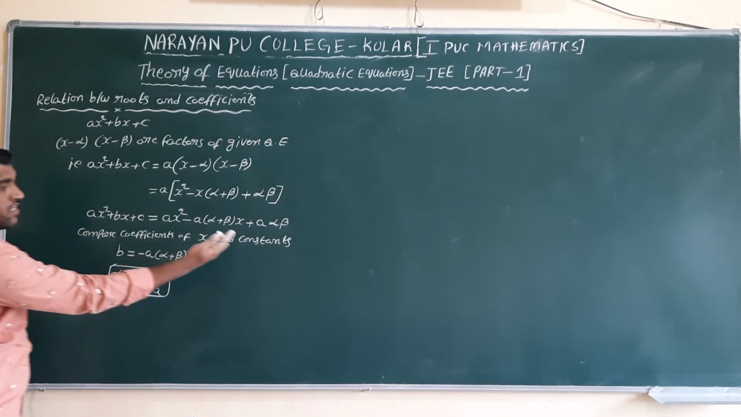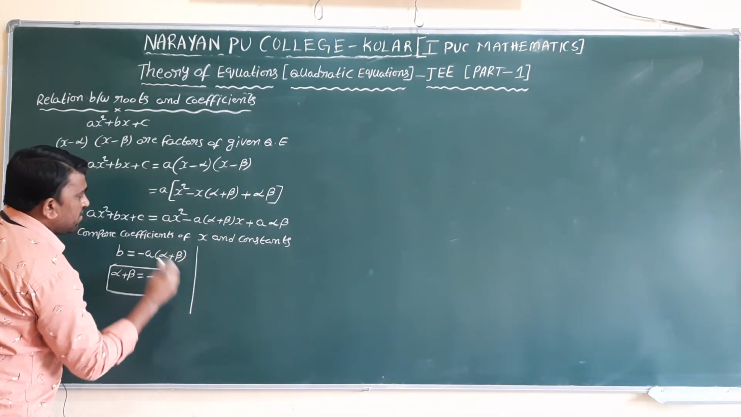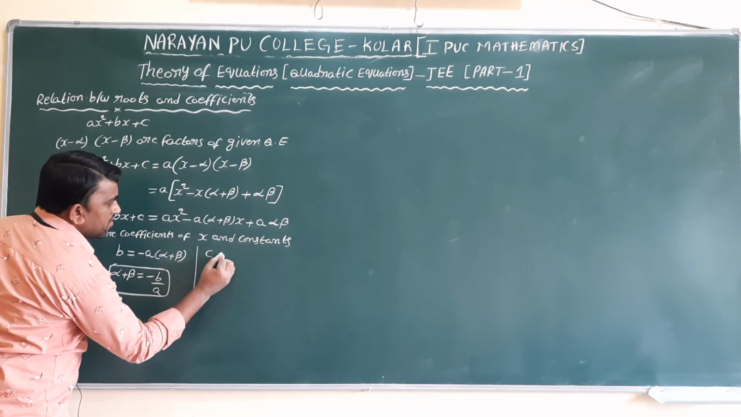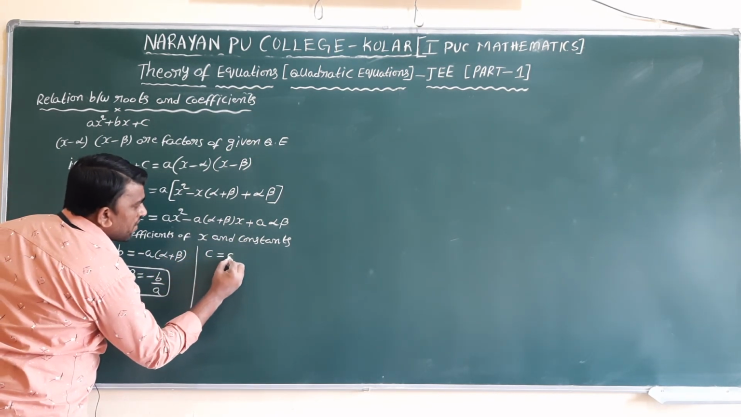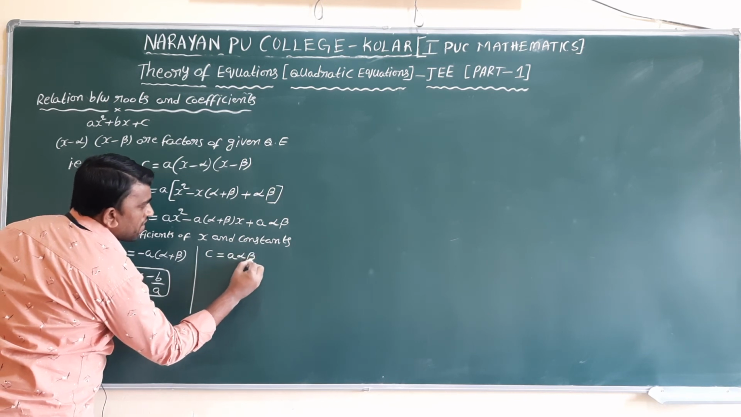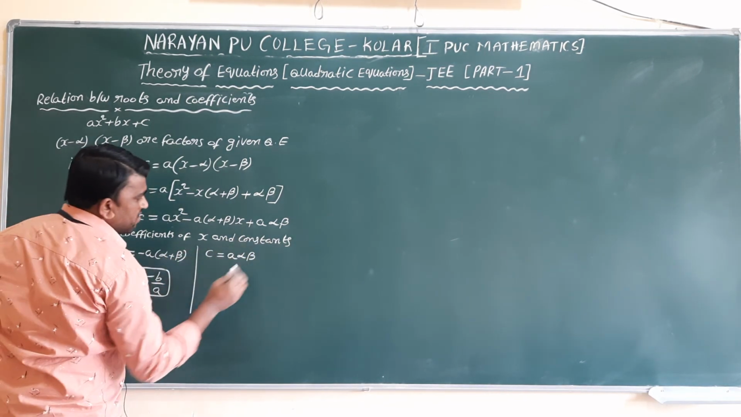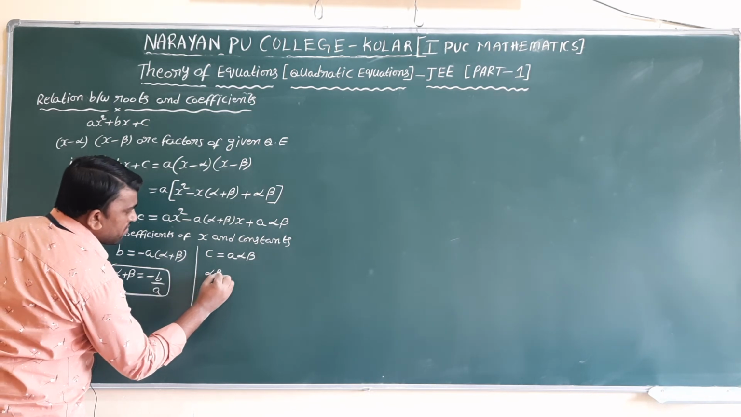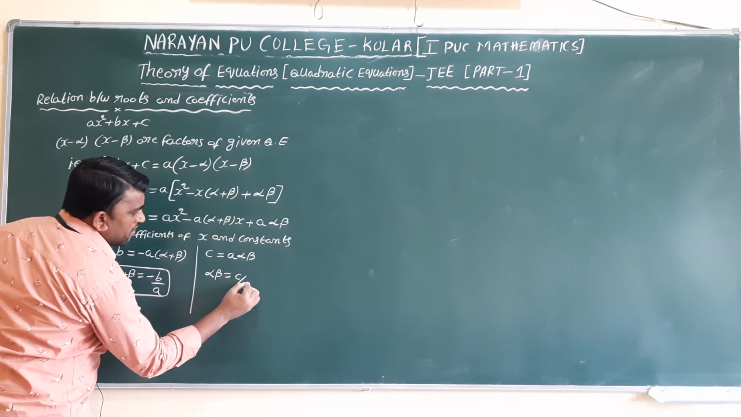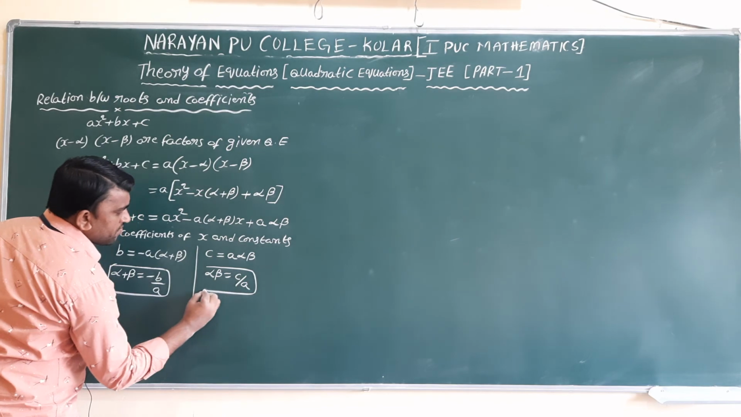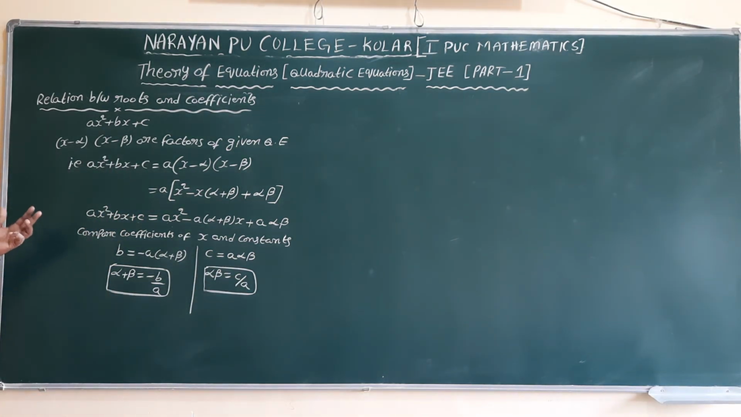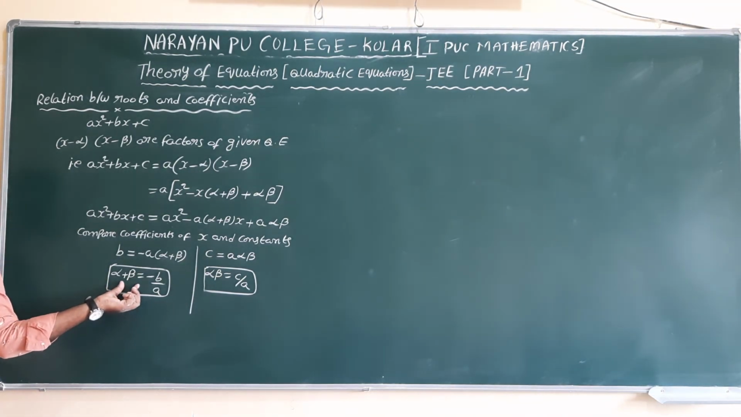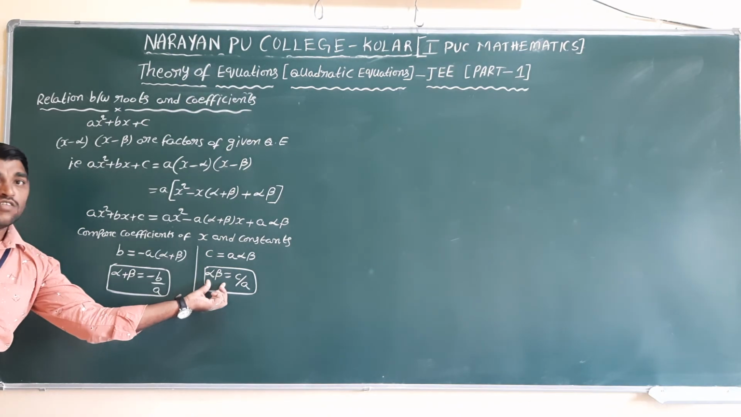Next, the constant term coefficients. Here the left side constant is c and the right side is a alpha beta. So alpha beta equals c by a. So already we have taken alpha and beta as the two roots of the quadratic equation. Now the sum of the roots is minus b by a, and the product of the roots is c by a.